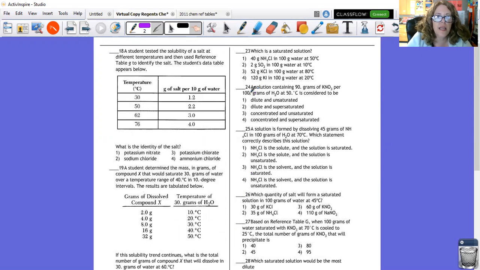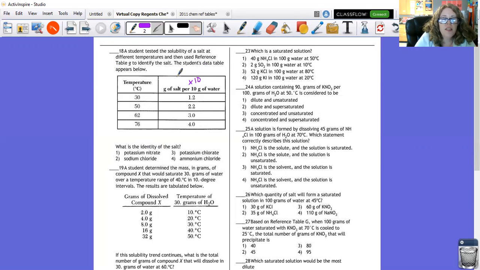So students tested the solubility of a salt at different temperatures and then used reference table G to identify the salt. The student's lab table is below. What is the identity of the salt? Okay, so now this is per 10 grams of water. All right, so now our reference table G is 100 grams of water. Right, so then that's a factor of 10. So if I multiply this by 10, that should be pretty good.